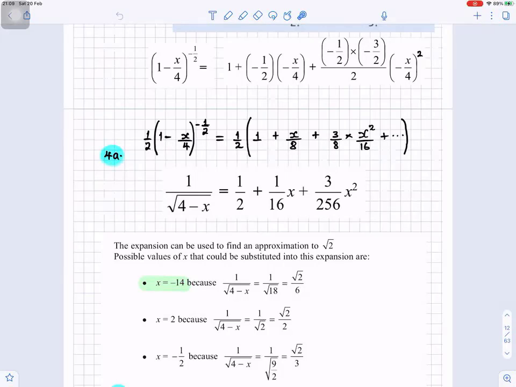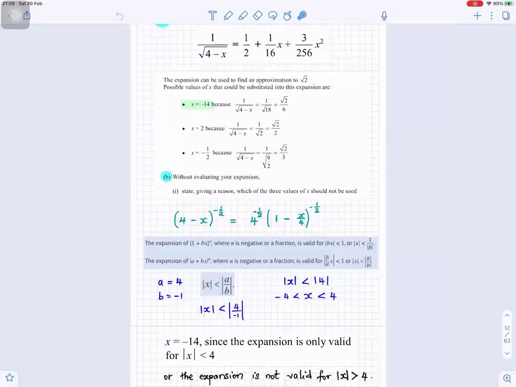And the next part: the expansion can be used to find an approximation to square root of 2. Possible values of x that could be substituted are as follows. Part B says, without evaluating your expansion, state giving a reason which of the three values of x should not be used. We're going to use this formula here. I've circled it there. The expansion of a plus bx to the power n, where n is negative or a fraction, is valid when the absolute value of x is less than a over b.